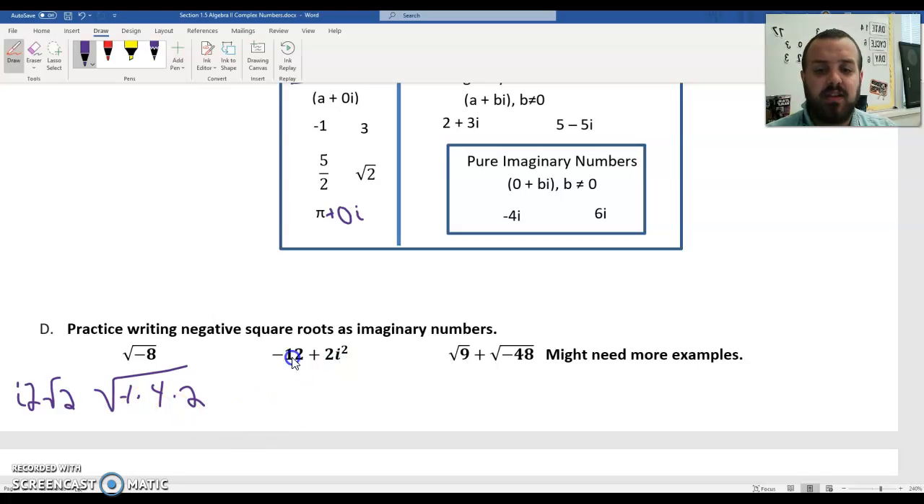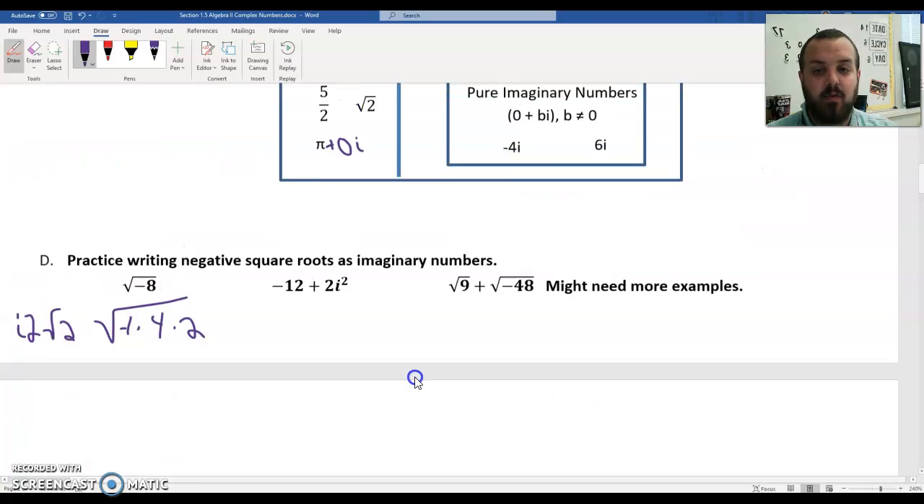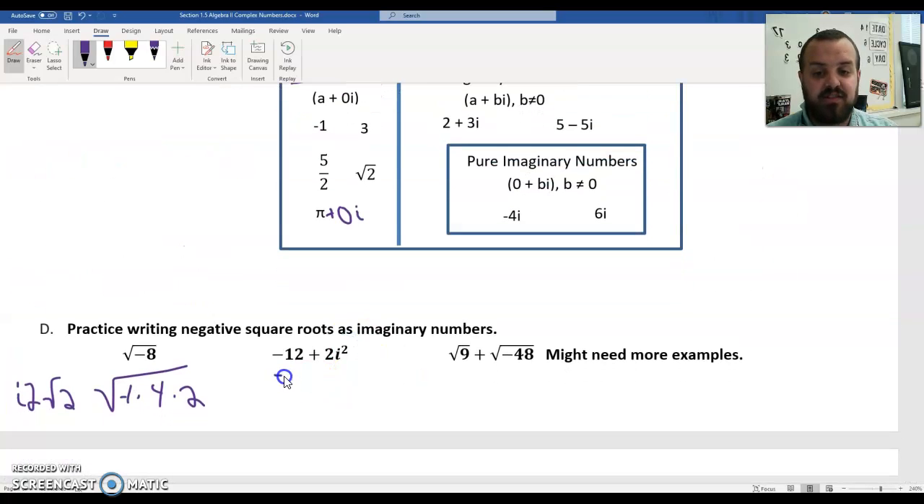For this one here, we can go down to our big list we made down here, but we know i squared equals -1. So really what this problem is just -12 minus 2. So we can rewrite this one as -14. If I wanted to write it as a complex number, I could say it's -14 plus 0i, because there's always secretly that imaginary component hiding with it.